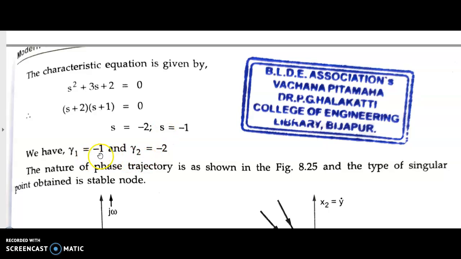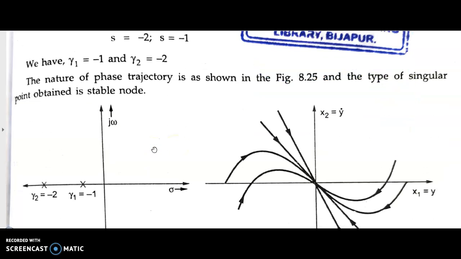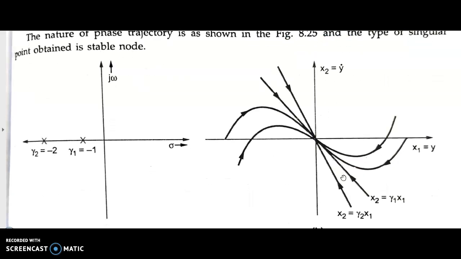So see here, minus 1 and minus 2, these two roots are what? Negative. Where will you get them in the graph? Left side. Both are negative, so in the graph you have to mark the negative side. So negative means this system is stable. Roots exist on the left side means a stable system. For this type of roots you have to draw the phase portrait like this. See the theory part. Both are negative real roots. You will get a graph like this.